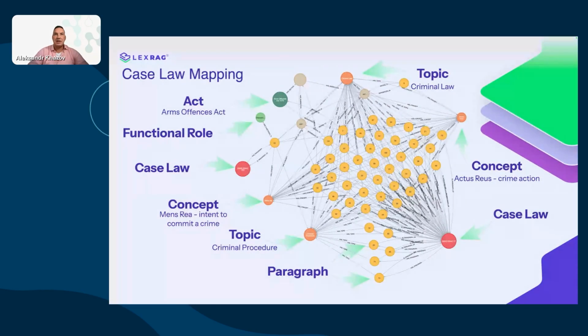So here's the big picture of how two case law nodes can be connected to each other, compared with the Act. So I will briefly leave it here, and will allow you to ask some questions if you have any. Please feel free.